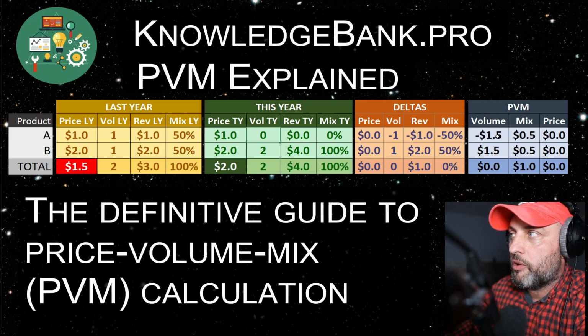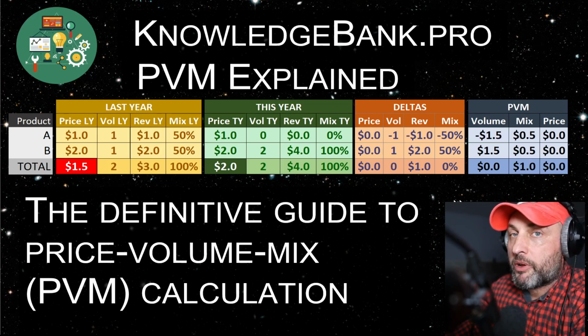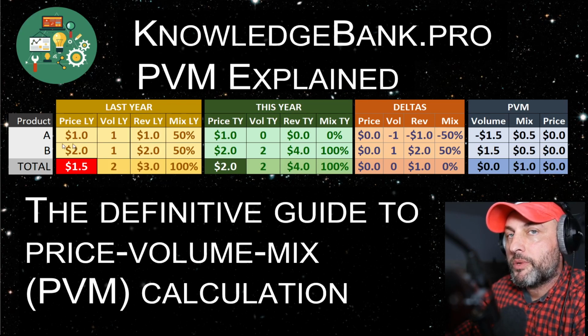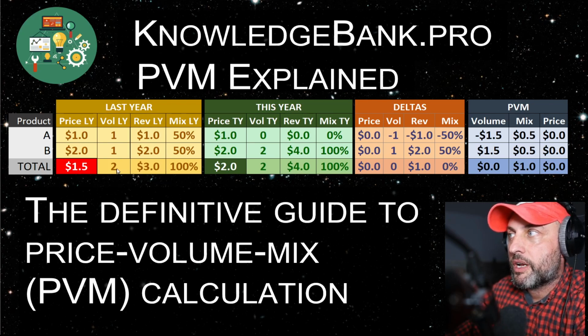So our volume dropped by 1.5. But because we sold fewer of product A, we've gained something. What did we gain? Well, every time we sold product A, that costs us 50 cents because it's cheaper than our average. So that gain of not selling bad products anymore went into mix, right?